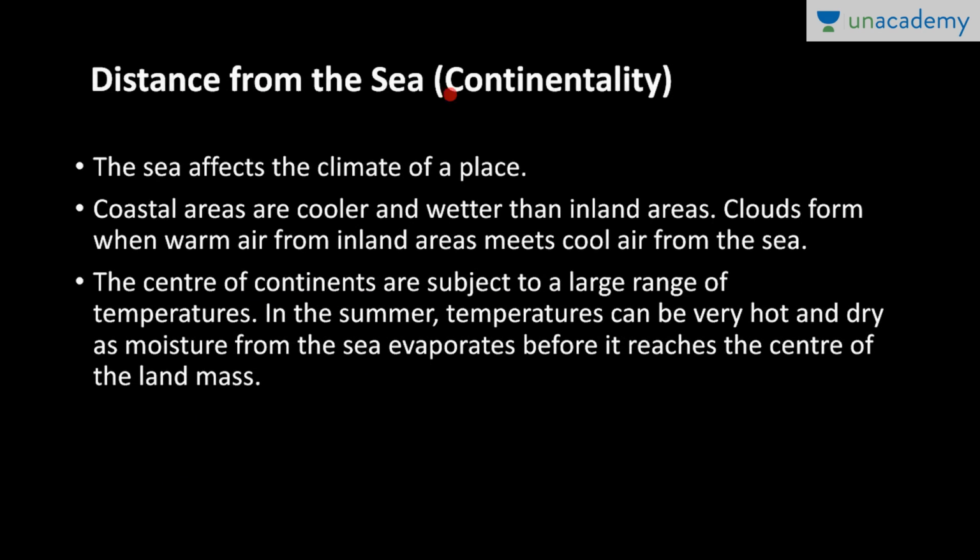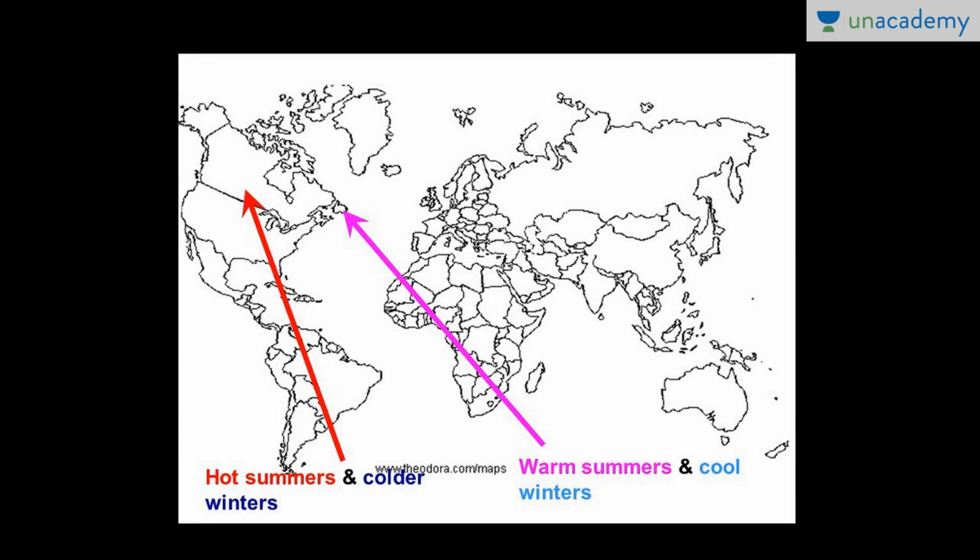Now, the first one is distance from the sea, that is continentality. Remember one thing, the sea significantly affects the climate of a place. It has a moderating influence on the climate of coastal areas. You can see here the climate of a coastal area: it has warm summers and cool winters. Remember, it is warm and cool. In the interior part, it is hot summers and colder winters. So it is hot and colder. So the range of temperature in the interior parts is high, and the range of temperature in the coastal area is low. Why? Because the sea has a moderating influence on the coastal areas.